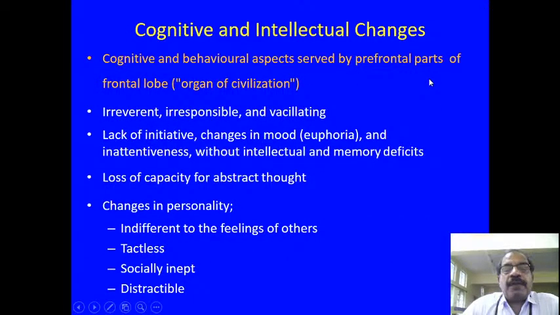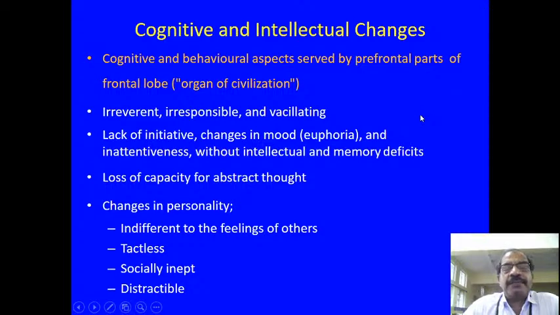So frontal lobe dysfunction also causes various types of cognitive and intellectual impairment, as I already mentioned. Basically the cognitive part is more dependent on the prefrontal part of the frontal lobe. Motor cortex is there, premotor area is there, supplementary motor area is there. That is for motor functions. For executive functions, cognitive functions, it is the prefrontal part of the frontal lobe which is responsible for various higher mental functions. So it is called the organ of civilization.